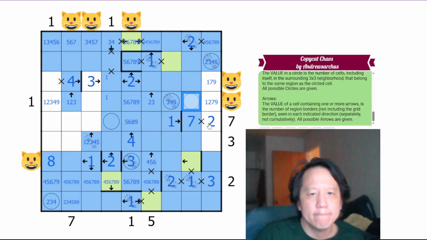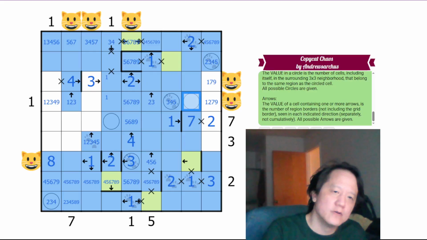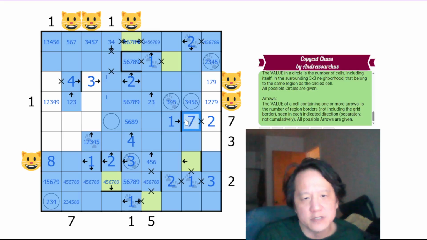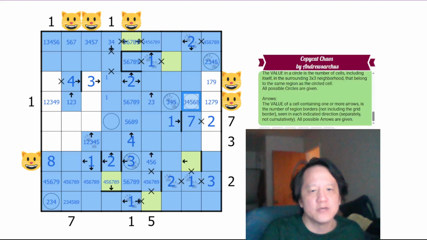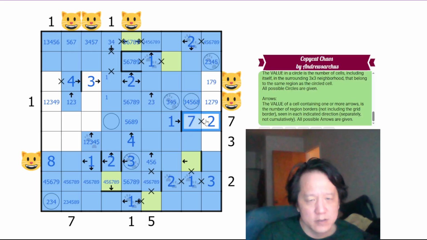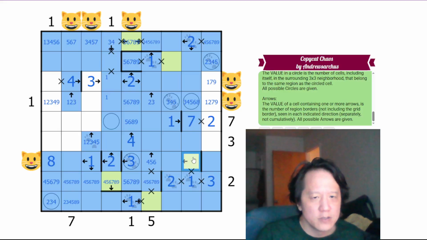Remaining digits. No 1, 2, or 7. 3, 4, 5, 6 cannot be 9 because these are two separate regions. No 7, it could be 8, technically. Two are the same region. These are the same region. We have 4 boundaries, so 1 boundary here.